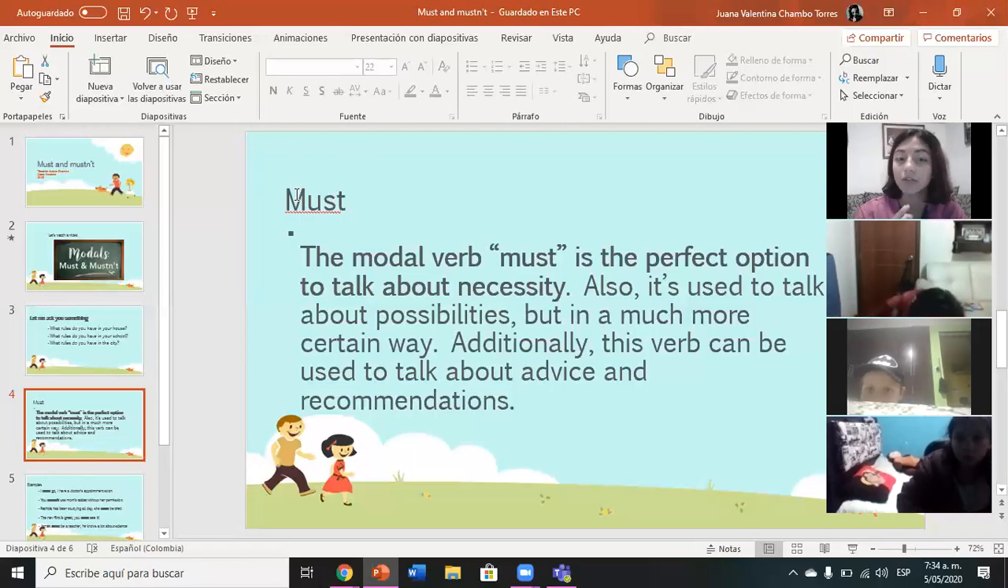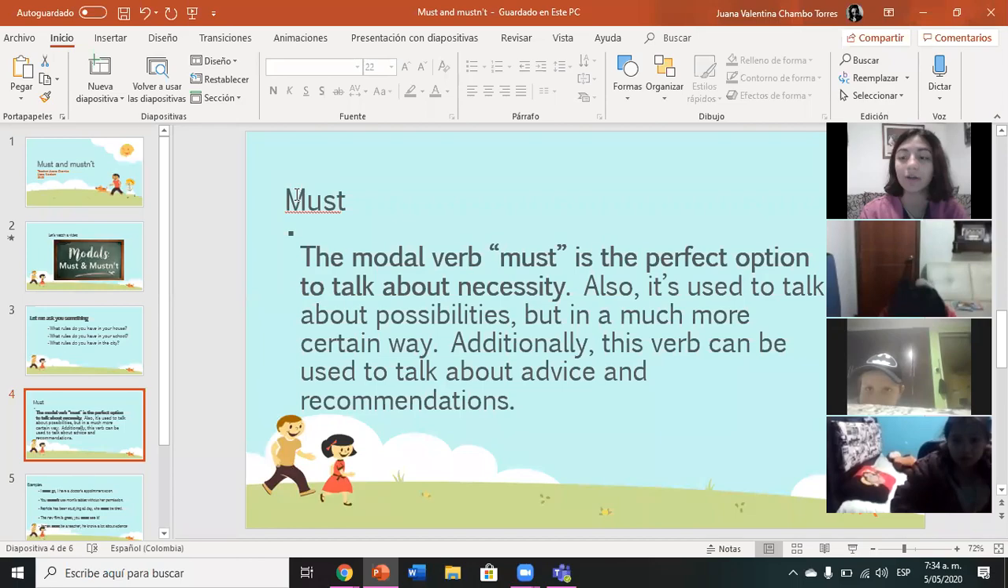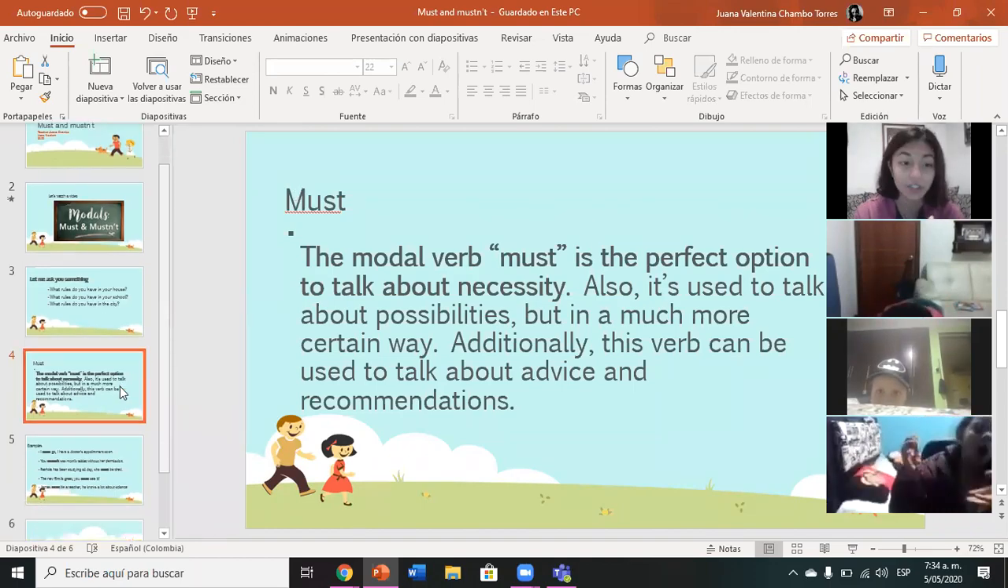Also it is used to talk about possibilities, but in a much more certain way. Additionally, this verb can be used to talk about advice, consejos, and recommendations. So we can use must for necessities, necesidades, possibilities, posibilidades, advice, consejos, and recommendations, recomendaciones. But in this case today, we are going to talk about must like necessity, like an obligation, como si fuera una obligación.